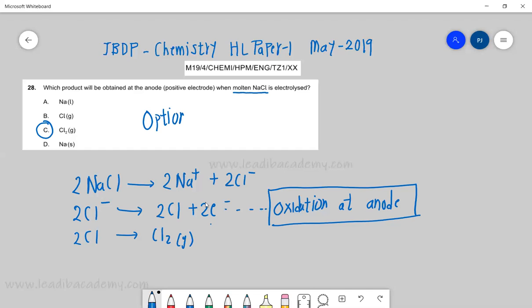straightforward. But please be careful that in this case we are talking about molten NaCl. Otherwise, it can be different. So you need to be careful about what condition we are electrolyzing in. It's a very, very simple one.